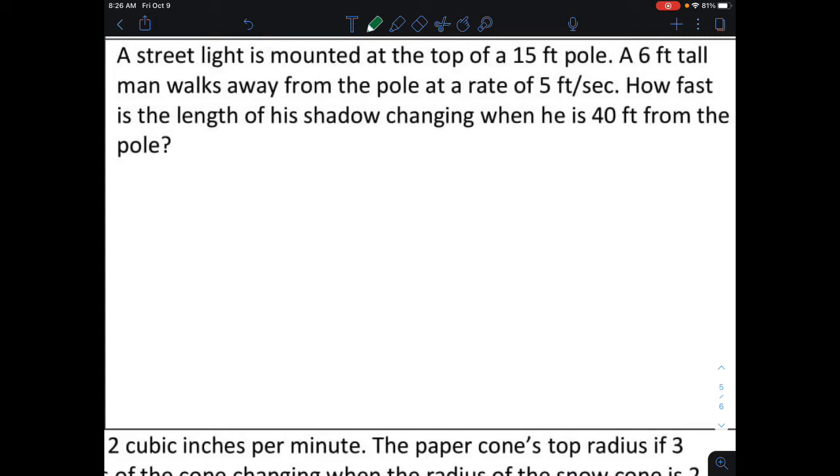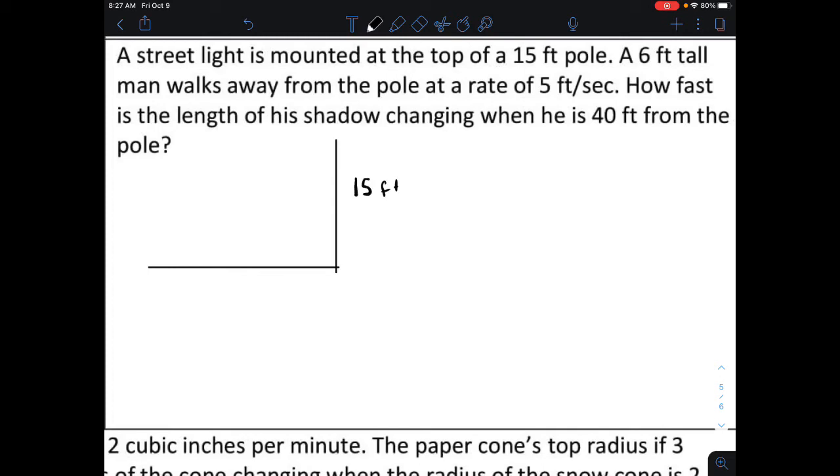All right, this is definitely going to make life easier if we draw a picture representing what's happening. So I'm going to draw the ground, and then I'm going to draw a vertical line that represents the street light. Well, the street light is 15 feet.